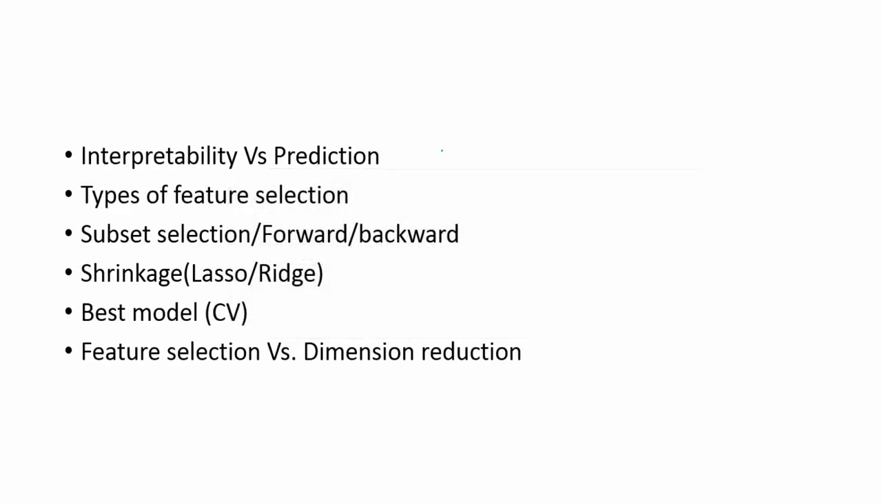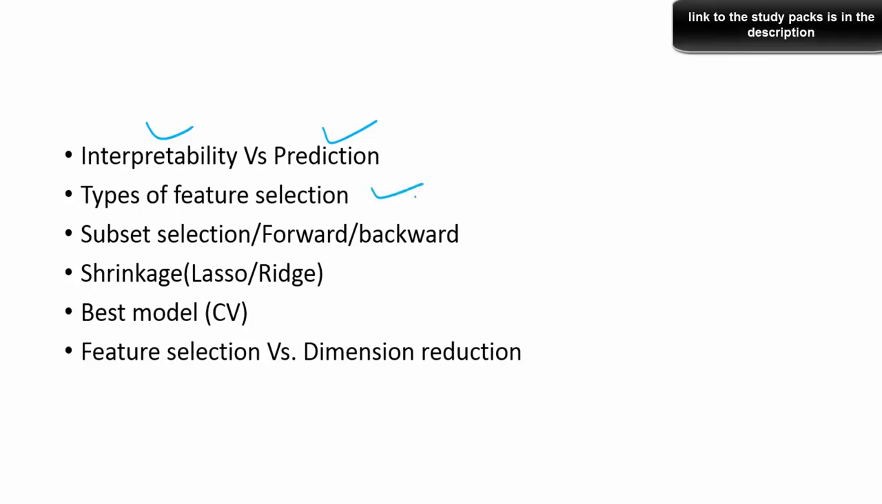We're going to discuss the following points. First, we'll discuss model interpretability versus prediction accuracy. It's often an important point to discuss while building models. Then the types of feature selection, which one to use when, and how to decide the best model out of these set of models.